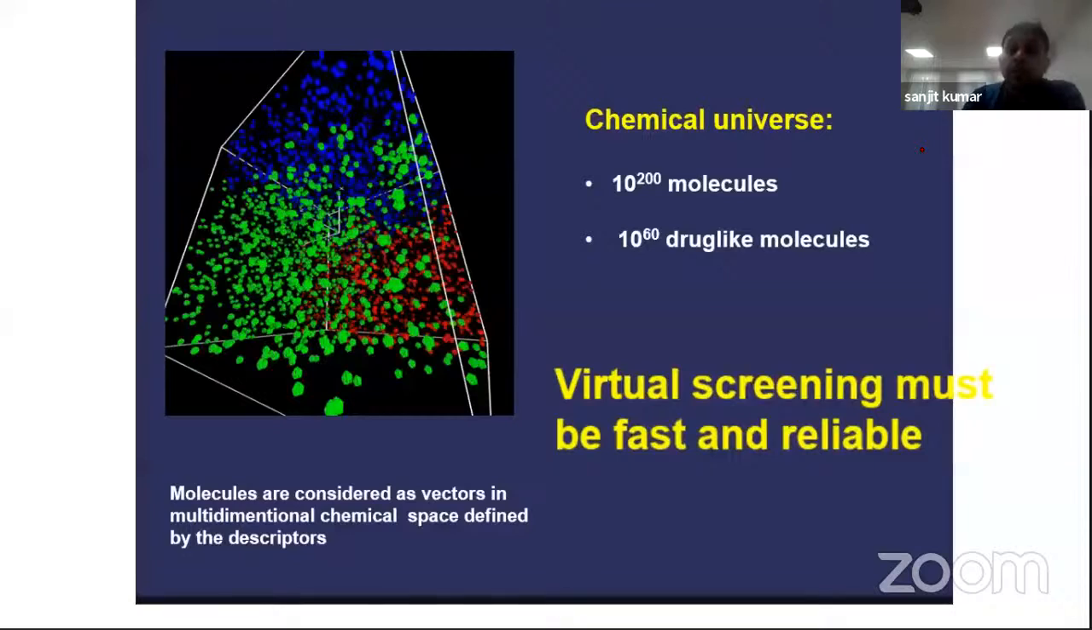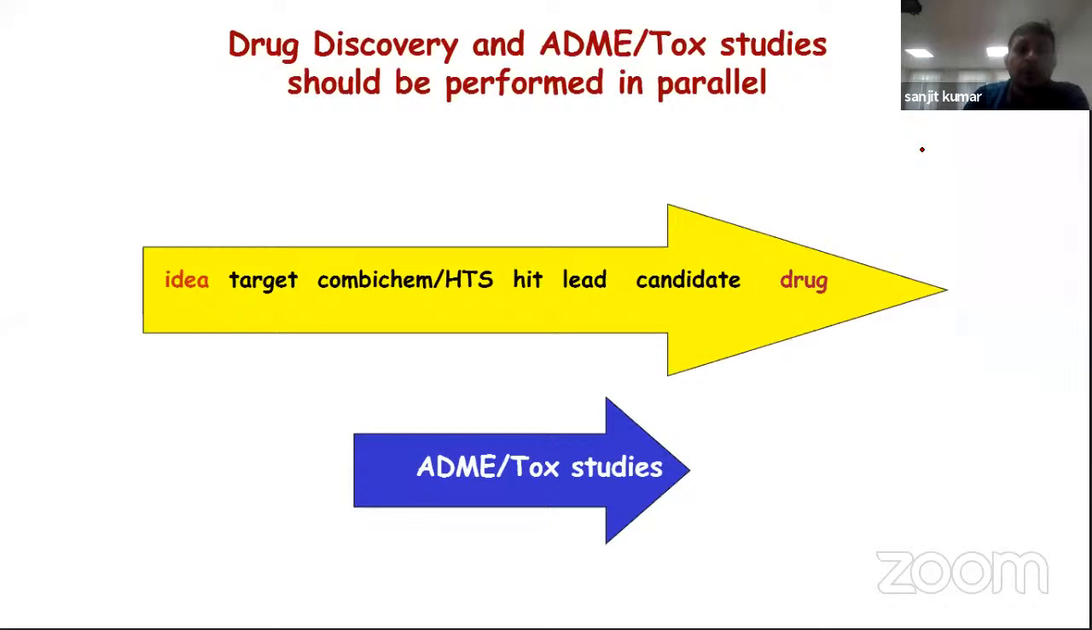So virtual screening must be fast and reliable, because 20 or 30 years ago it was not possible to synthesize or try all the molecules. It is very difficult. So virtual screening helps us narrow down the selection. We can get some top hits, synthesize and modify them, and use them as drug molecules.